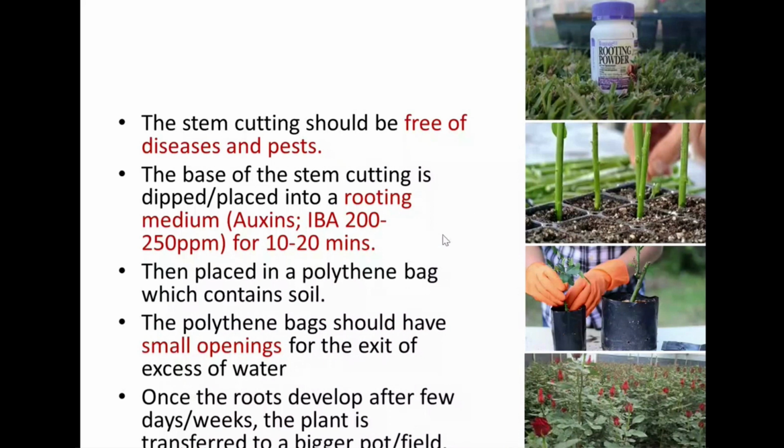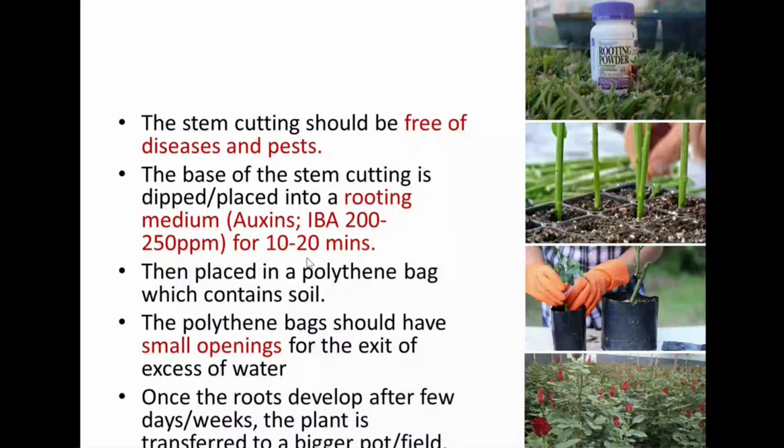Then we have to dip it in the rooting medium. It's available in the market, auxin. I told you this when we were doing other plants, discussing climbers in the last class. Next class also I'm going to do some more plants, and at that time also I will mention it. But if you remember this, it's easy for me and easy for you to understand.